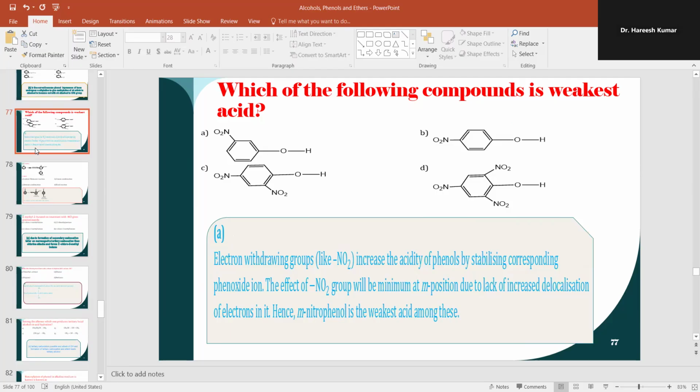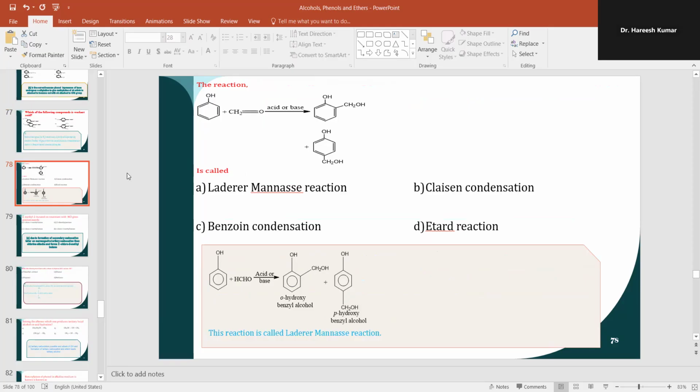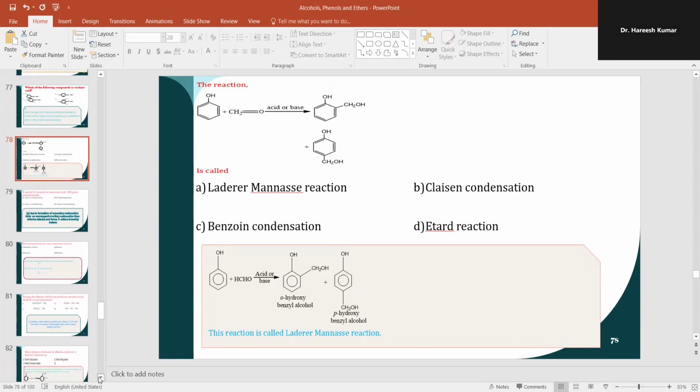Let's take another question. So here this is what is called hydroxymethylation. Since the hydroxy group on phenol is an ortho-para orienting group, this name of reaction is called the Lederer-Manasse reaction.